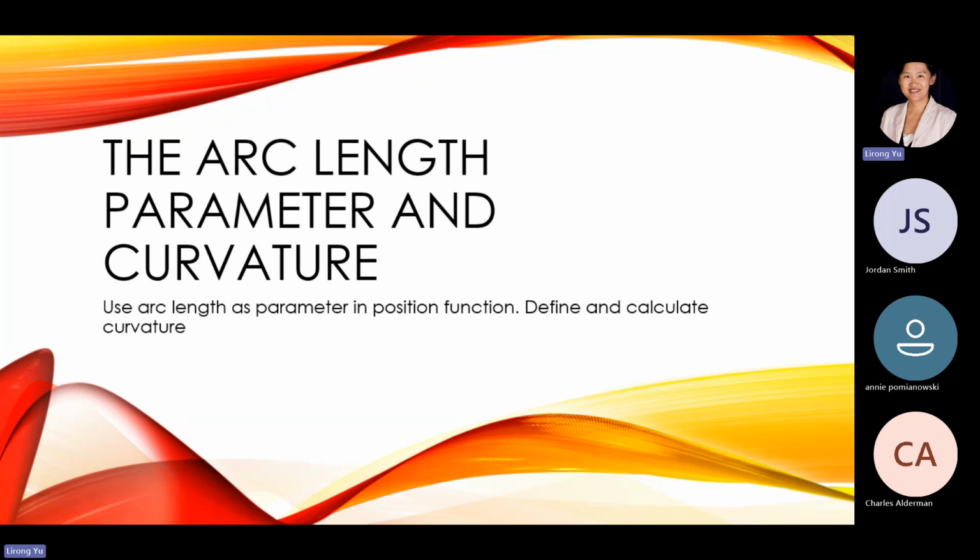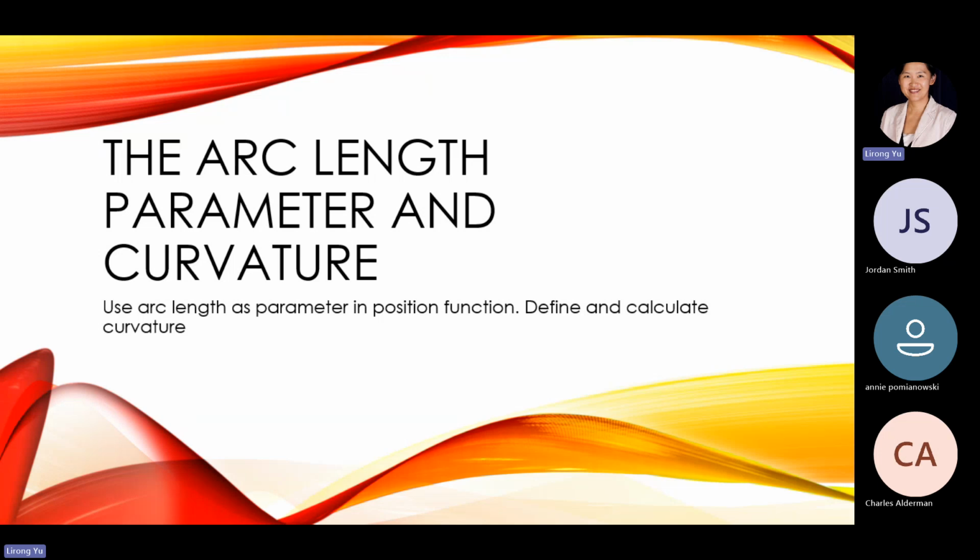So when curvature is large, we're making a big turn. If the curvature is small, we're making a small turn. If the curvature equals 0, that means we're not turning. That means we go straight. So curvature is a nice way to have a quantitative measure of how much turn the motion is making. All right, so let's look at the definitions.